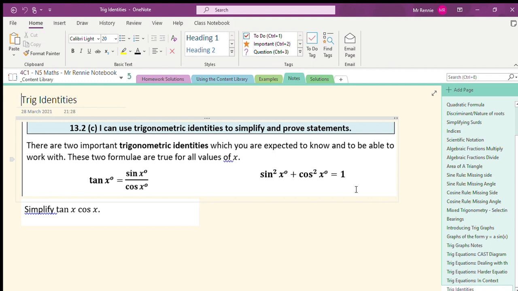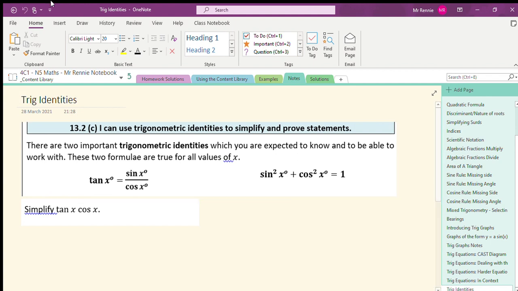However, for this year there is one major one, but I'm going to include the second one so that you are aware of it, especially if you have the intention of moving on to Higher, you will need this. But the two formulas are true for all values of x, so it doesn't matter what value of x I put in, there's two things that will always be true.